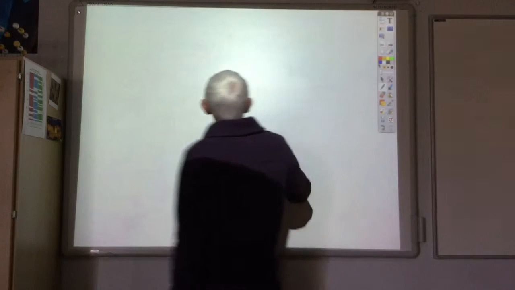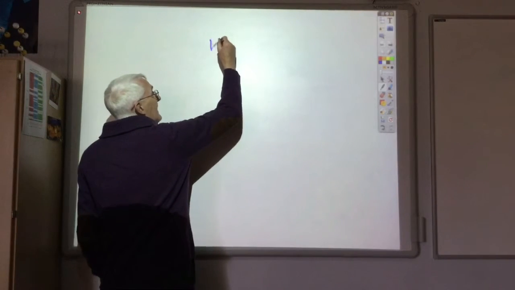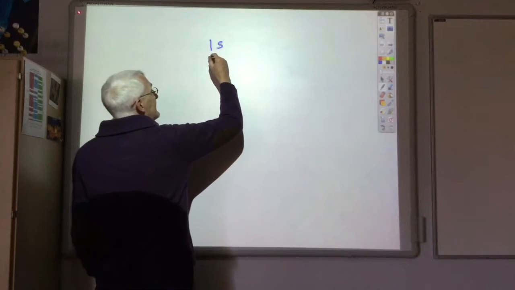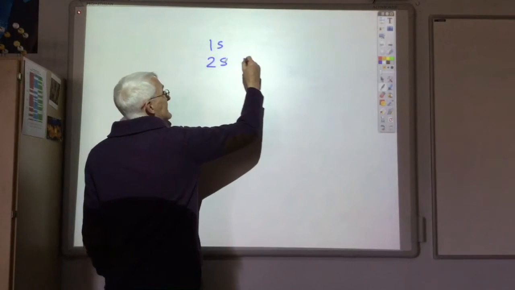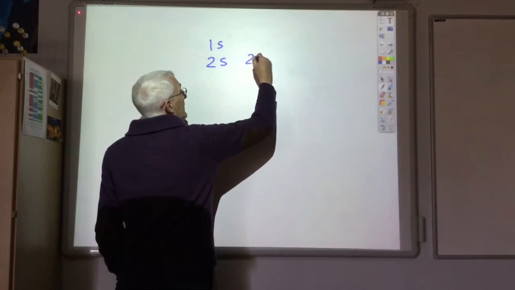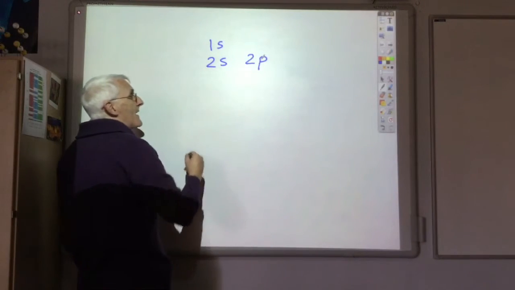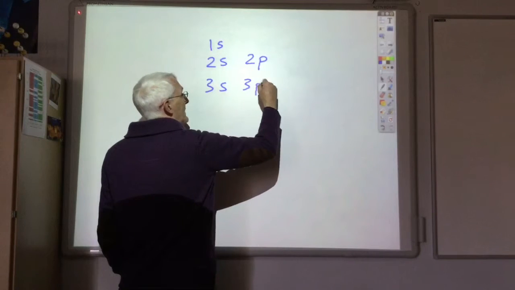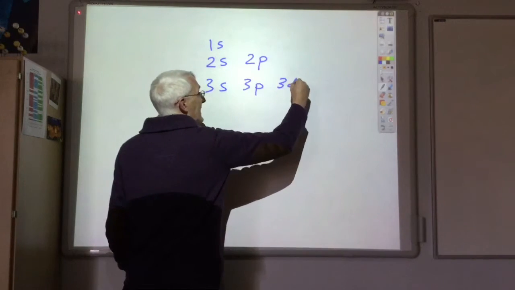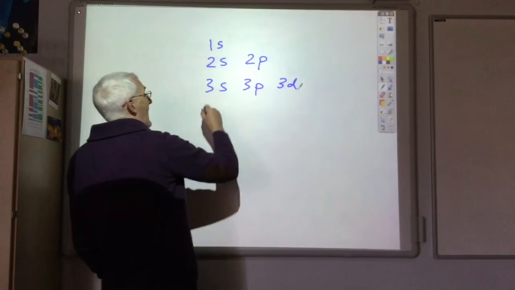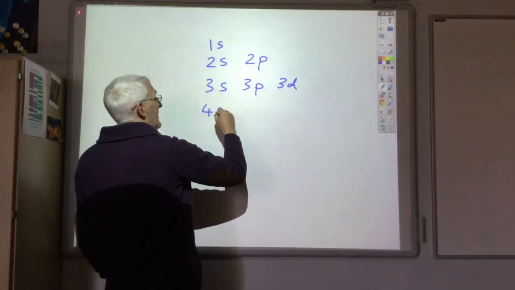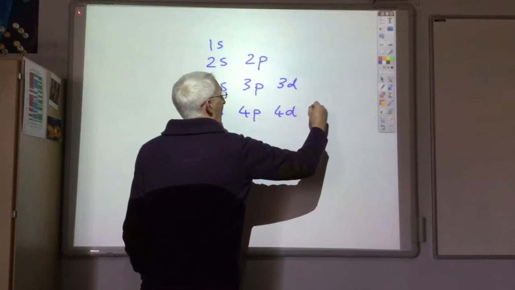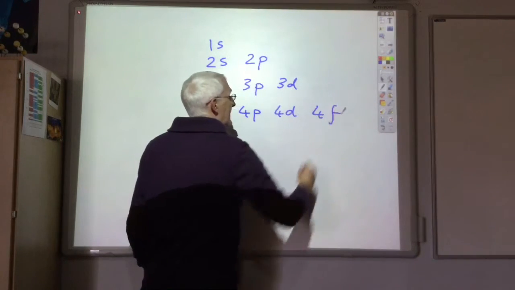Now, we don't find s, p, d and f orbitals in all the energy levels. In the first energy level, we only find s orbitals. In the second energy level, we find s and p orbitals. In the third energy level, we get s orbitals, p orbitals, and d orbitals. And then it's the fourth energy level before we see s, p, d and f orbitals.